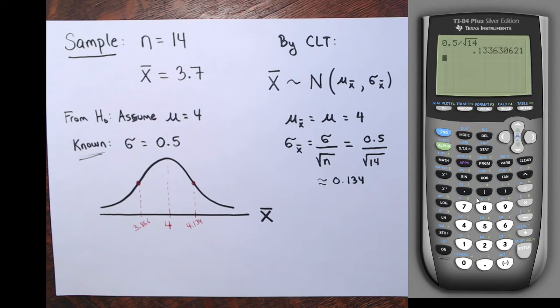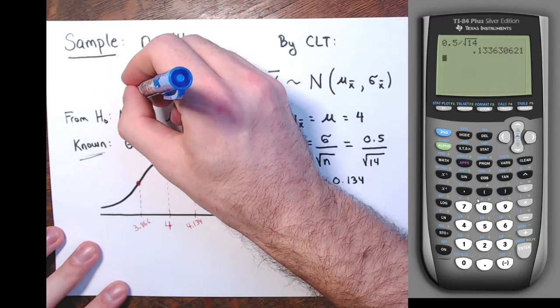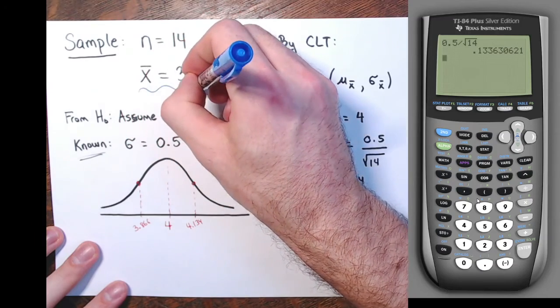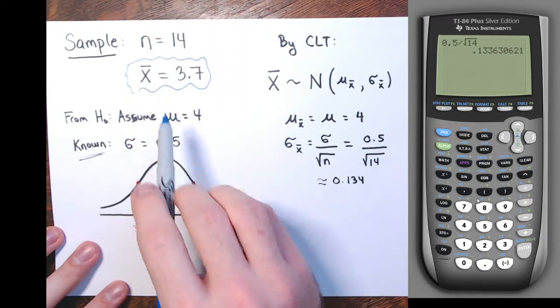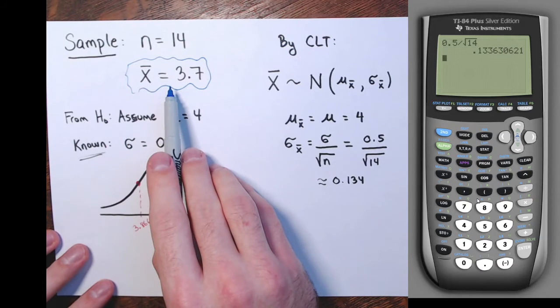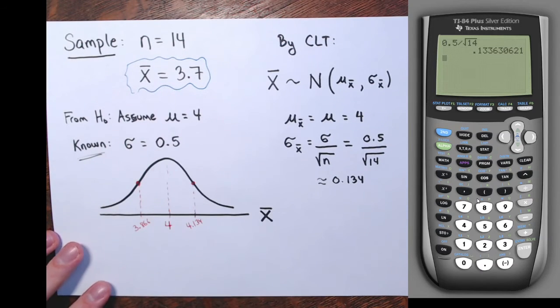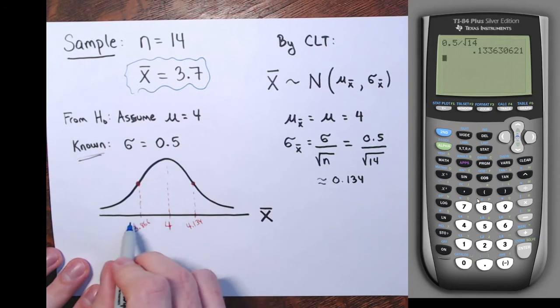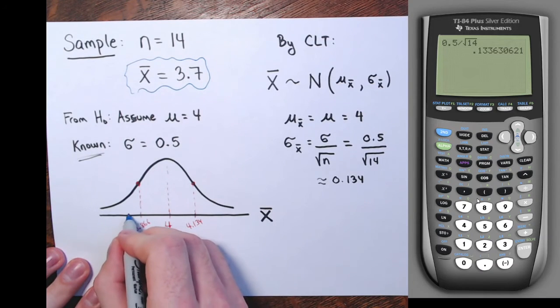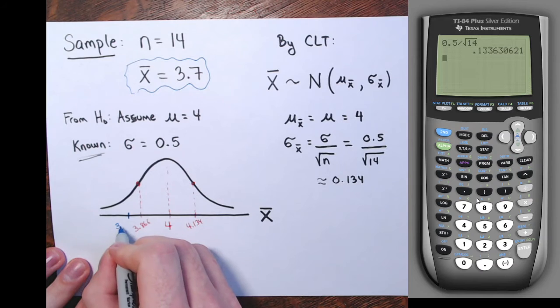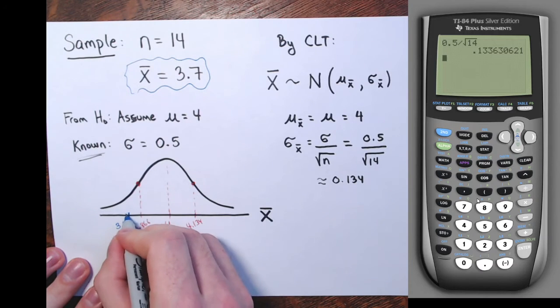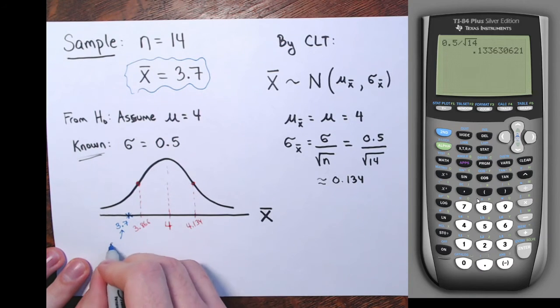All right. What we're trying to do, though, is figure out where our sample mean falls. There's our sample mean. She cooked these 14 meatballs, and the sample mean was 3.7 ounces. Where does that fall on this number line? Well, that's over here somewhere. 3.7. That's her sample mean.